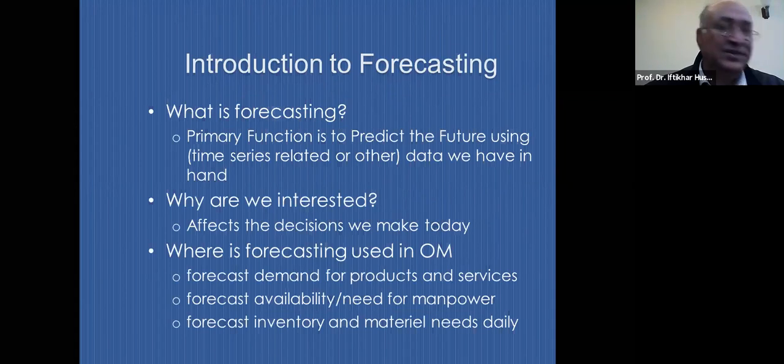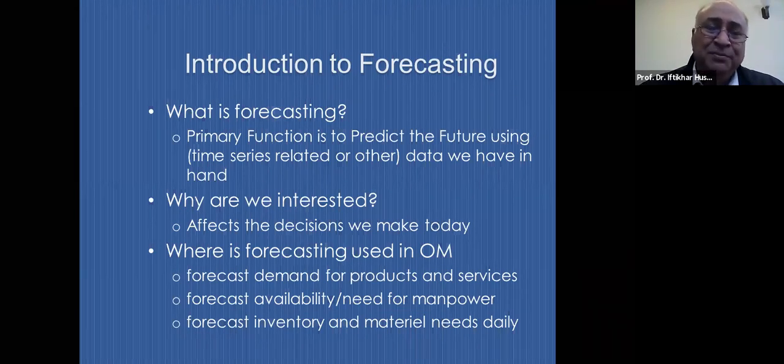Here is the definition of forecasting. It is simply predicting the future using the data which you have in hand. That data could be historical data, which is time series data, or some other factors which we use to project the future. So basically the function is to predict the future using the data you have.